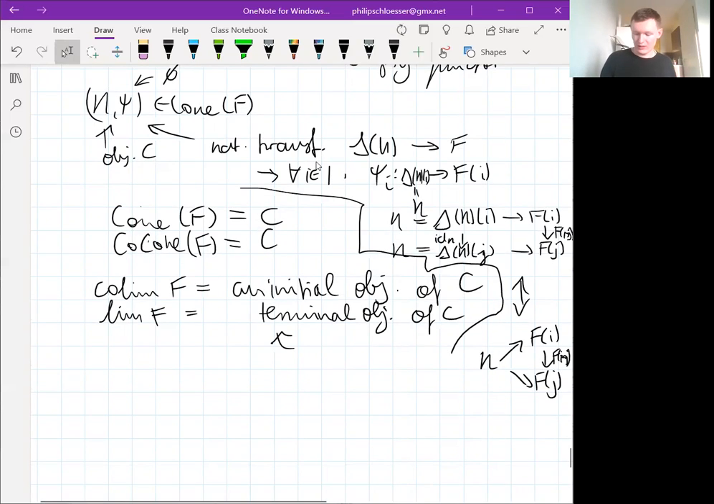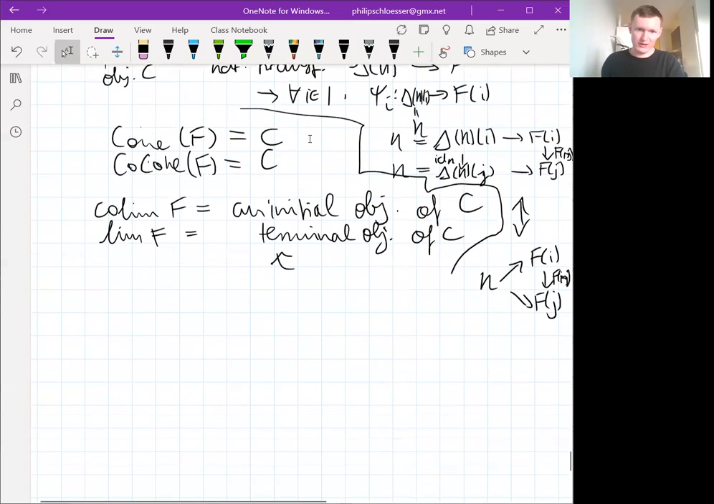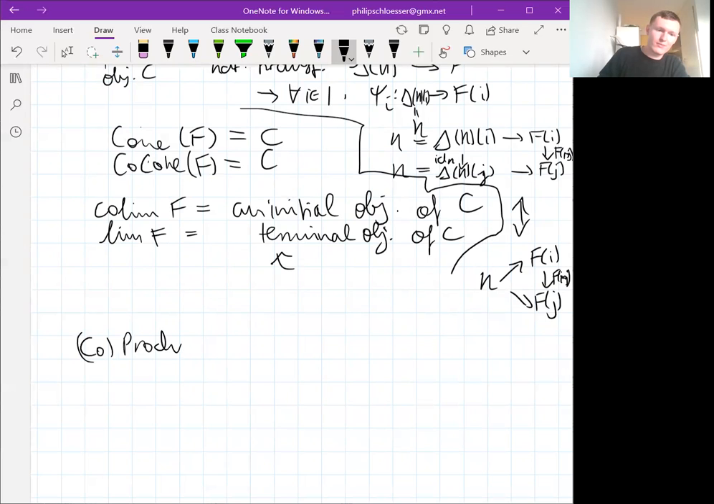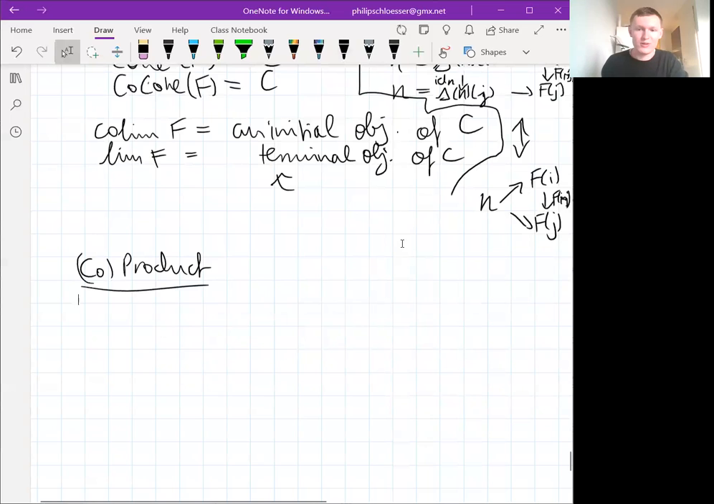So in this way, initial and terminal objects also arise as limit and colimit of some functor. Okay, I guess. But this is just a small remark. A more interesting example is the product and the coproduct.